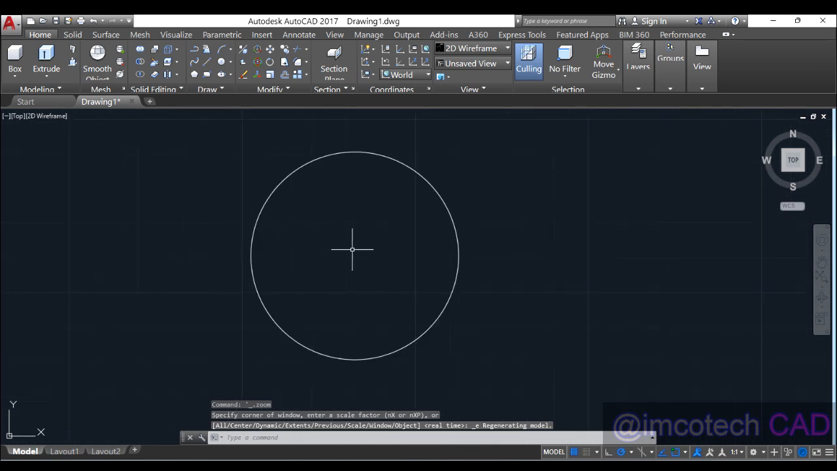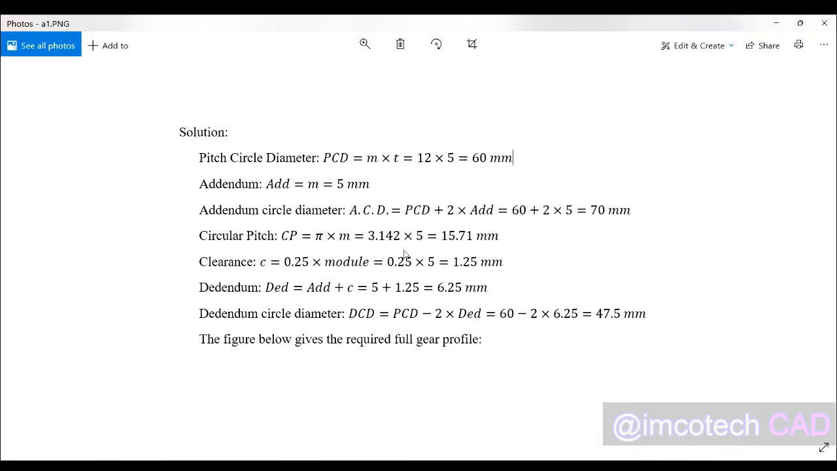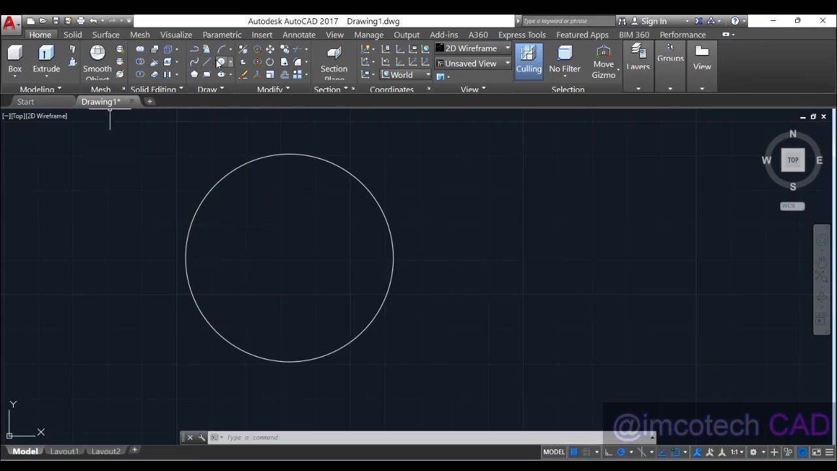Now, okay, we have this. Now we have the pitch circle diameter. We're done with that. The addendum is equal to the module, because the module gives the addendum. If the module is 5, addendum is 5 millimeters. If the module is 6, addendum is 6 millimeters. What does it mean? It means it's 5 millimeters away from the pitch circle, meaning there will be an addition of 2 times 5 to 60. What am I saying? Addendum circle diameter, ACD, equals PCD, which is pitch circle diameter 60, plus 2 times the addendum. Okay, so let's go. Now we have 70 millimeters as the addendum circle diameter.